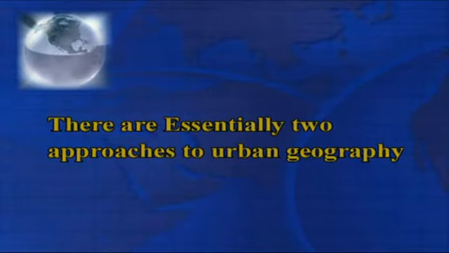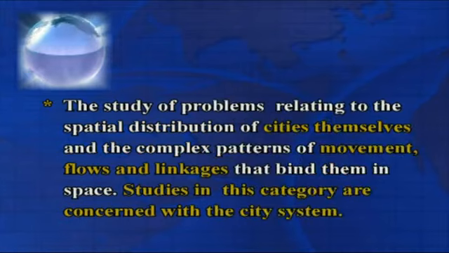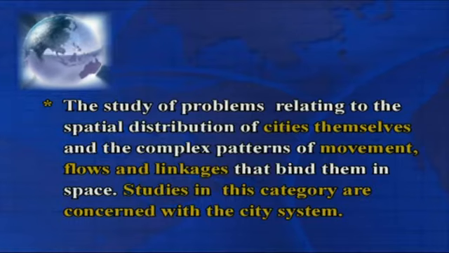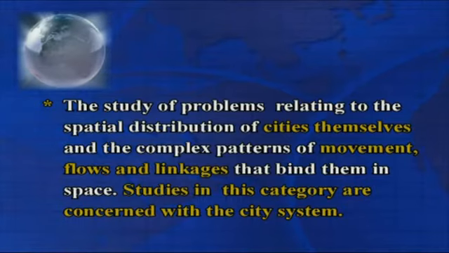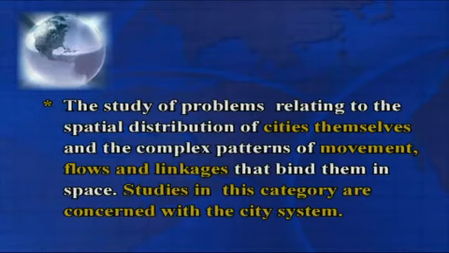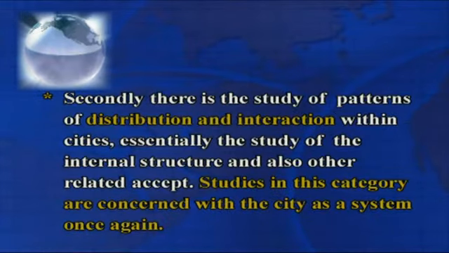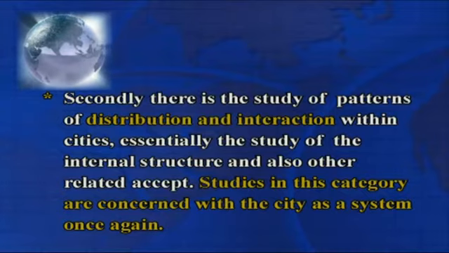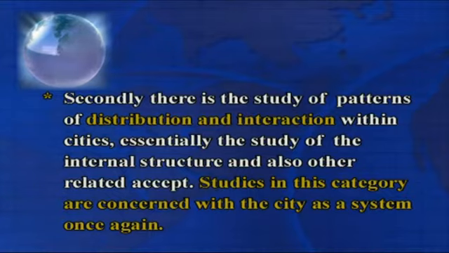There are essentially two approaches to urban geography: the study of problems relating to the spatial distribution of cities themselves and the complex patterns of movement, flows and linkages that bind them in space. Studies in this category are concerned with the city system. Secondly, there is the study of patterns of distribution and interaction within the cities, essentially the study of their internal structure and other related aspects. Studies in this category are concerned with the city as a system once again.